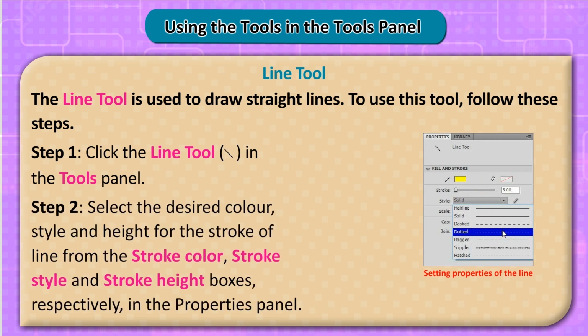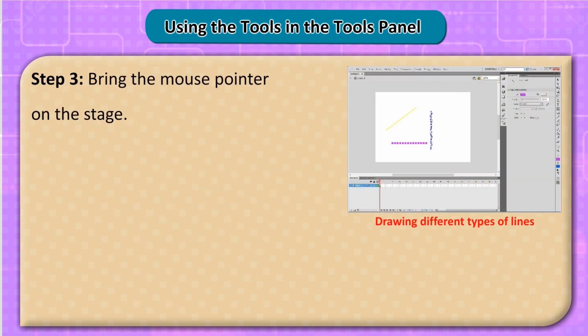Step 2. Select the desired color, style and height for the stroke of line from the stroke color, stroke style and stroke height boxes, respectively, in the Properties panel. Choose stroke color. Specify stroke height. Choose stroke style.